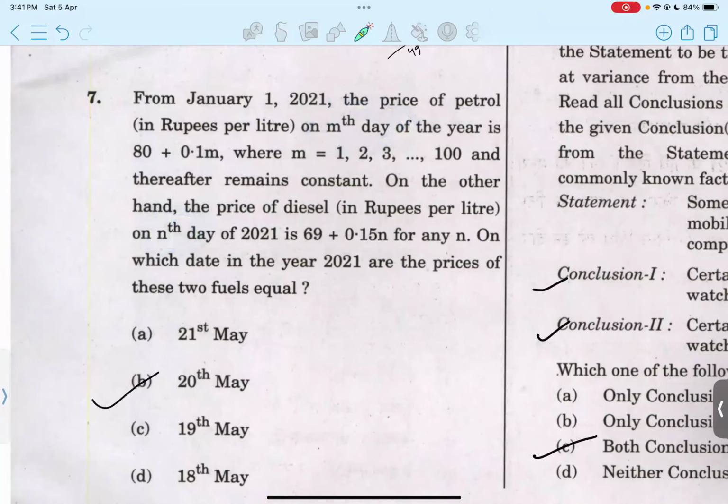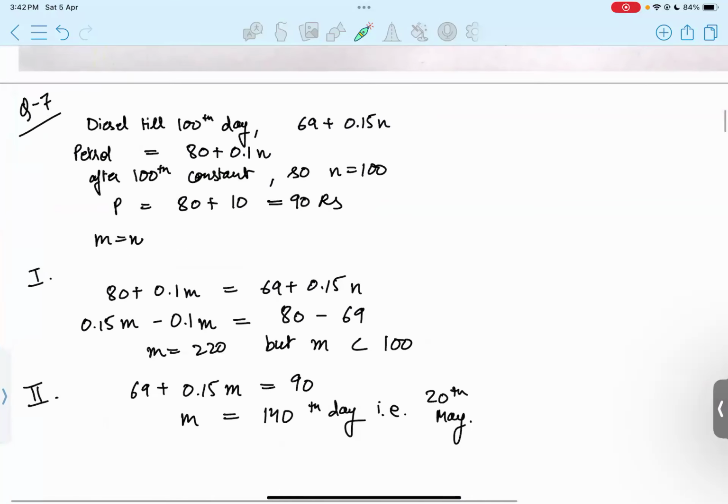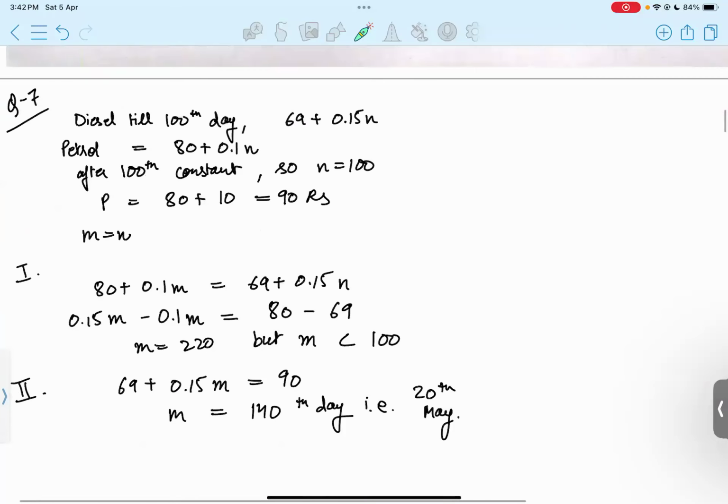It is not the dates, like we can't put M to be 21 directly. That is the mth day of the year. So we calculate which day of the year 21st May is going to be, and on which date of 2021 the prices of the two fuels will be equal. In this case, firstly I had interchanged the equations, so that is a mistake. So you can just cross multiply or interchange that. Diesel equation is this and petrol is this. So we've written it down and written the conditions here.